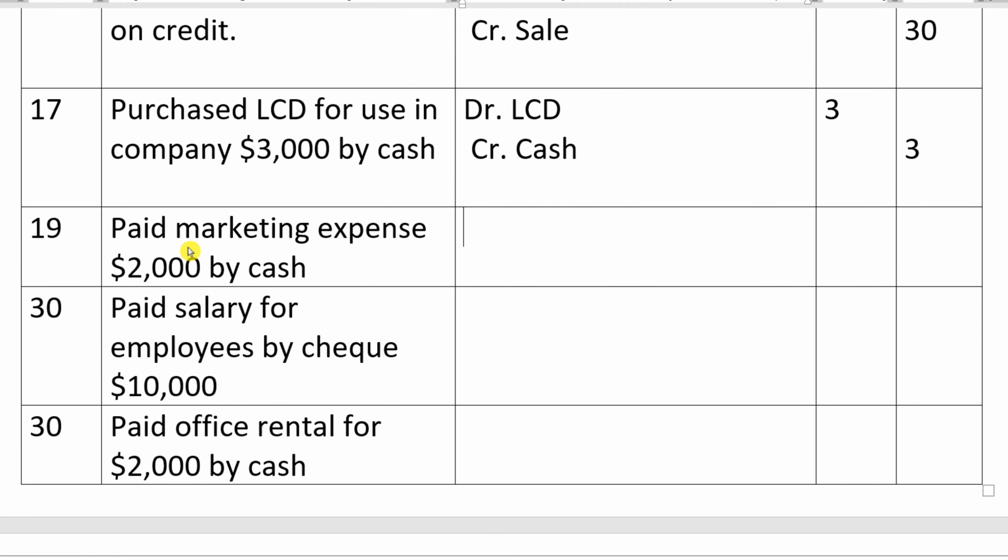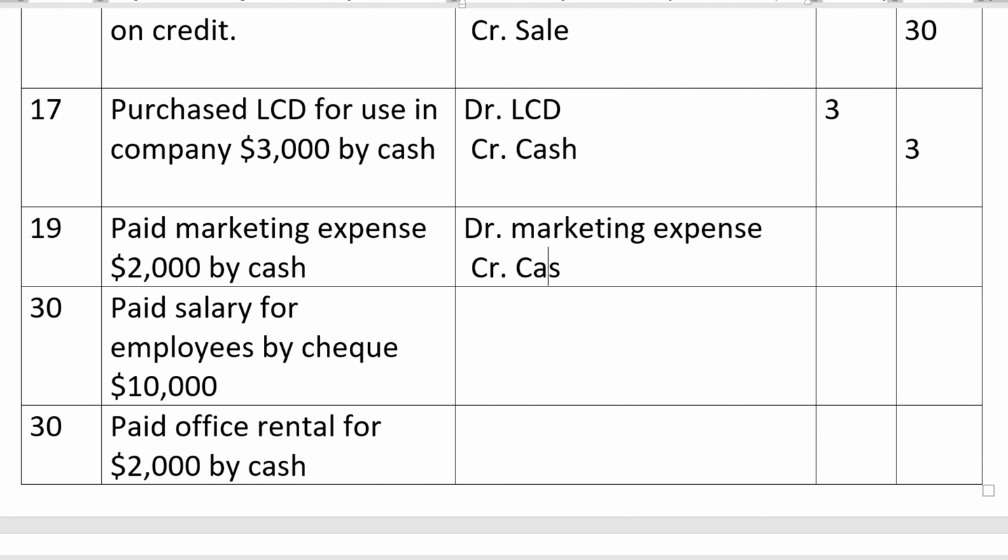And next we paid marketing expense. Sometimes we promote our product or service by radio or television or social media. So debit marketing expense and credit cash, 2,000 and 2,000.